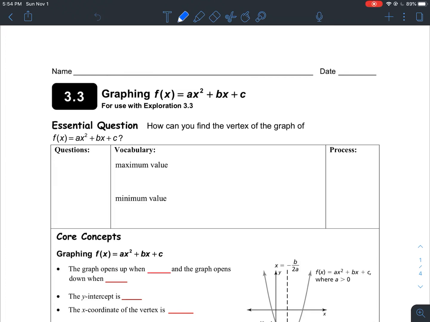Hey SM2, this week we're going to be covering 3.3. We're going to continue with learning how to graph quadratic functions.